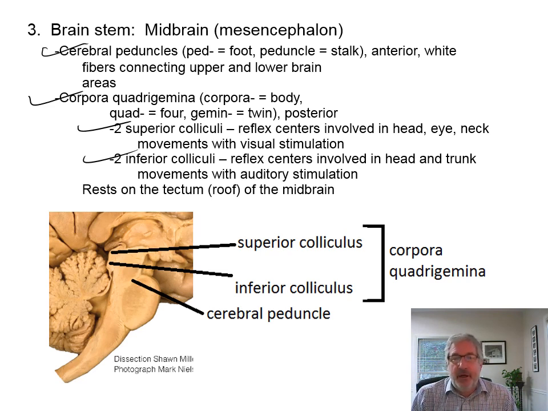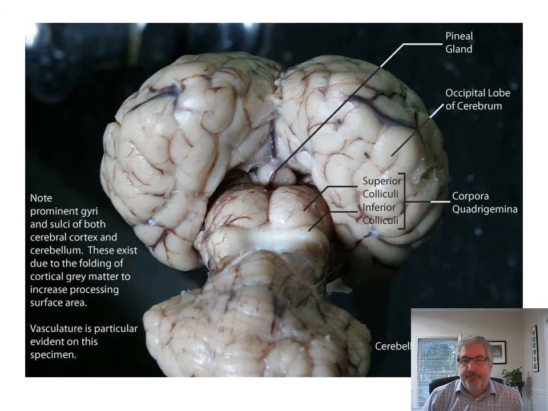Okay, and these rest on what's called the tectum of the midbrain. It's referred to as the roof of the midbrain. So it's like the backside as it's leaning forward just slightly. So you have the superior colliculi and inferior colliculi, these little bumps like that. And then you have your cerebral peduncle coming up through here, and then continues on. There's that piece. You can actually see the other part of it is there too. So, all right. Next slide.